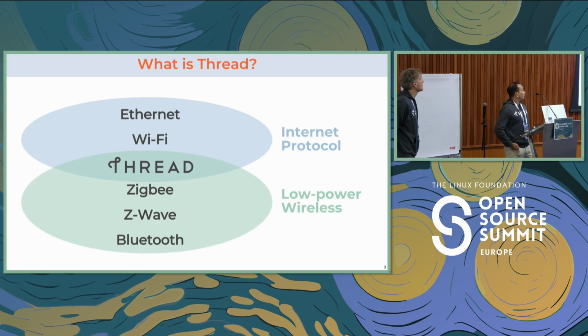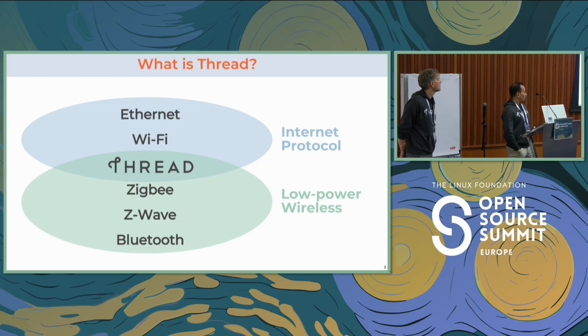So the first thing is what is Thread? So as you know, in the world of connected devices, there are basically two kinds of networking technologies which are prevalent. On the one extreme, you have the old, reliant, powerful network technologies which are based on internet protocol, which is typically Ethernet or Wi-Fi. And on the other extreme, you have the low power, wireless, mesh network technologies. And the three most common ones are Zigbee, Z-Wave, and Bluetooth.